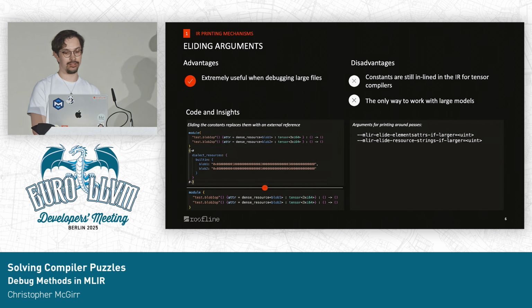So it comes in two flavors at the moment: eliding the element attributes and resource strings. Here I give a small example of what that looks like. Essentially, it just doesn't print the constants out to the output streams, which is quite useful when you're dealing with large files. Maybe if you're working on another kind of compiler framework, you don't have this problem, but in vanilla MLIR, the constants are usually in the IR.